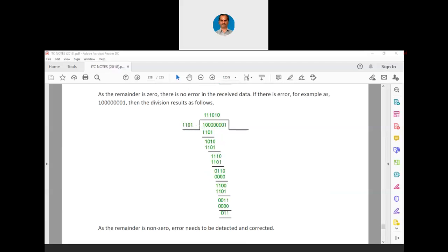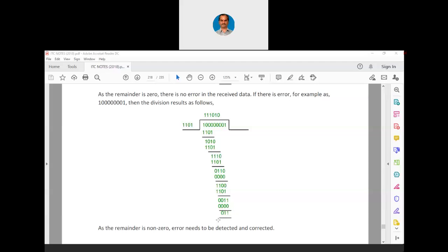1101 is now the dividend, and 100000001 is the divisor. Performing the same modulo 2 division, 11 is 0, 01 is 1, 00 is 0, 01 is 1. Take the 3 bits only, m minus 1 bits. Take the next bit 0. Proceeding this way, we come to the last remainder, that is 011.